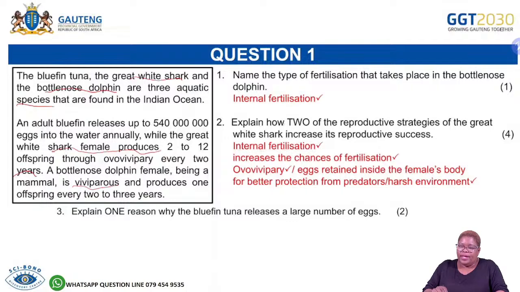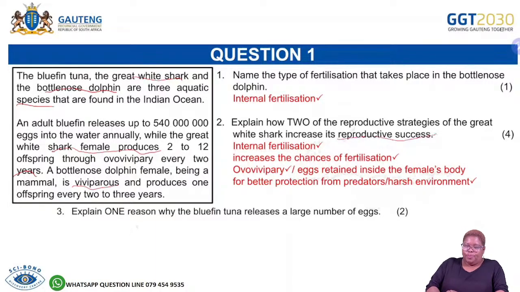Remember, when you explain, you're giving what? The cause and the effect. So internal fertilization increases the chances of what? Fertilization. Remember, number 2 is a follow-up to question number 1, right? So explain how 2 of the reproductive strategies of the great white shark increases its reproductive success. So it's internal fertilization because it increases the chances of what? Fertilization. Then ovovivipary, eggs retained inside the female's body for better protection from the predators or from the harsh environments, right?